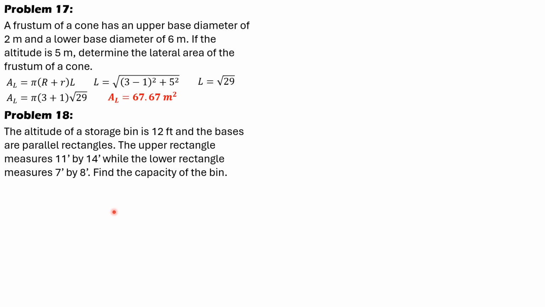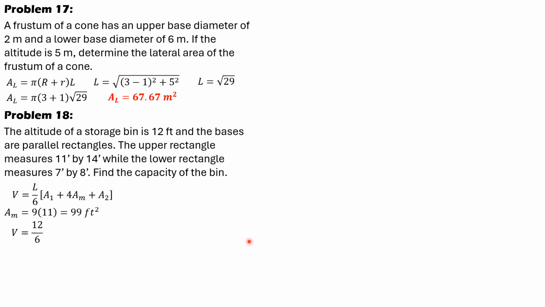The formula for volume by the prismoidal formula: volume is L over 6 times the quantity area 1 plus 4 times the area of the midsection plus area 2. So area 1 is 11 times 14, area 2 is 7 by 8, and the area of the midsection, as mentioned earlier, is 9 by 11, where 9 is the average of 11 and 7, and 11 is the average of 14 and 8. So that is 99 square feet.